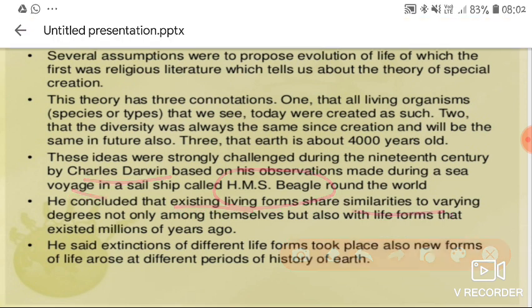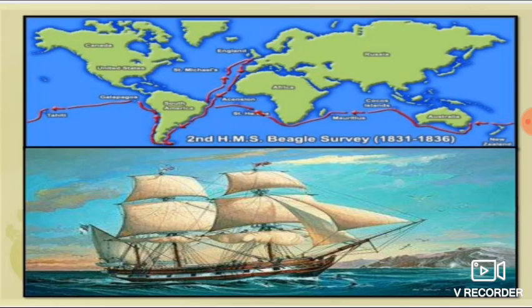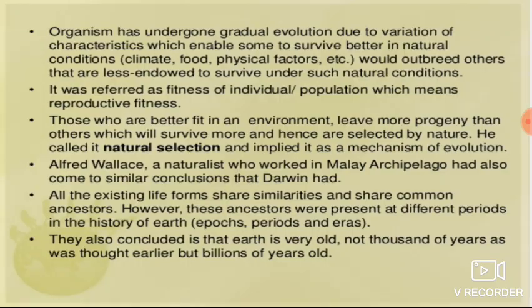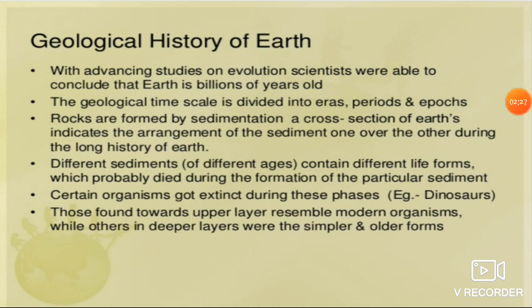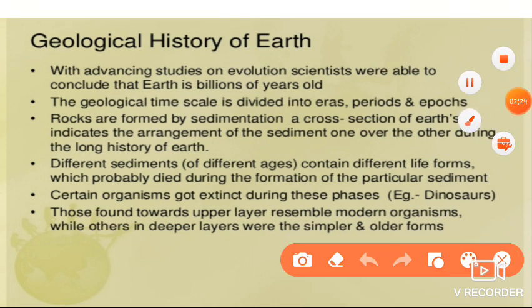Moving to the next aspect, in this lecture we will study the HMS Beagle ship and natural selection, as given by Darwin. Natural selection we will study in detail in the upcoming video lectures. Next, we have to know something about the geological history of earth, because some evidences are going to be given for evolution. In evidences for evolution, the geological history of earth is very important.